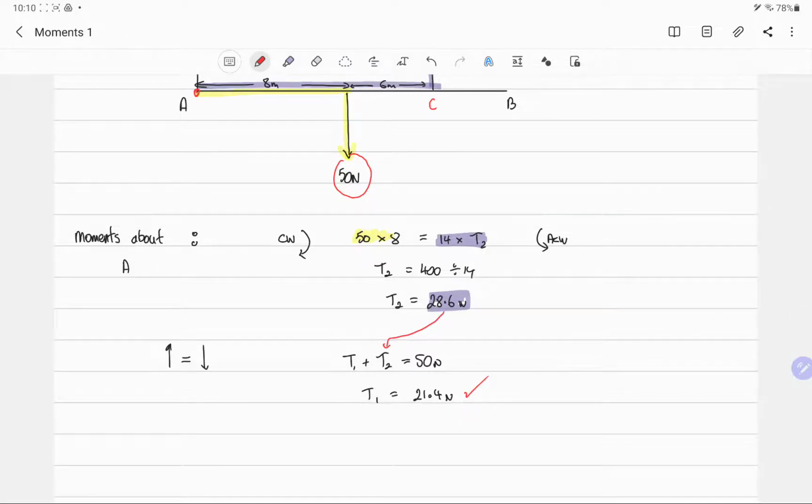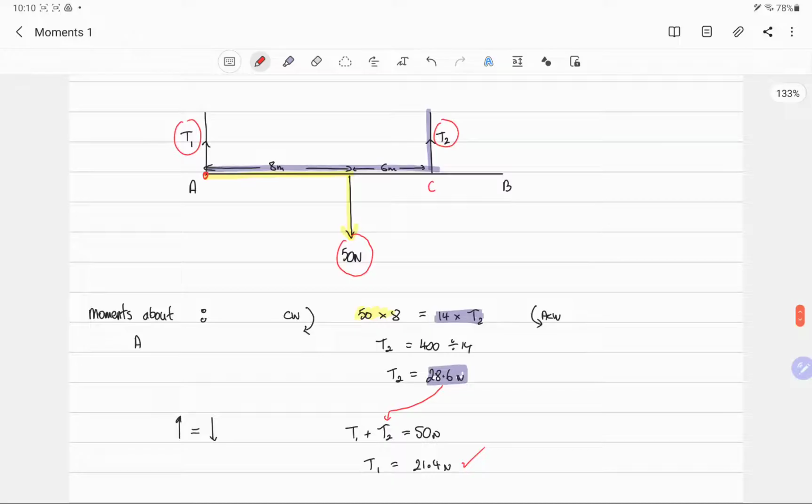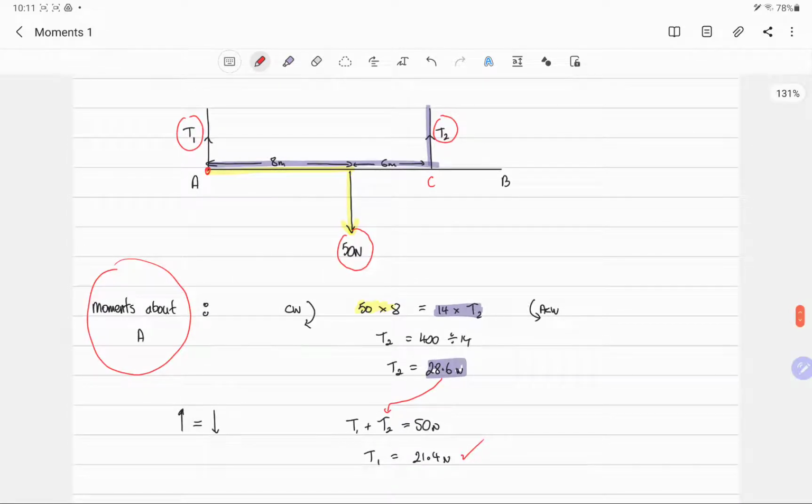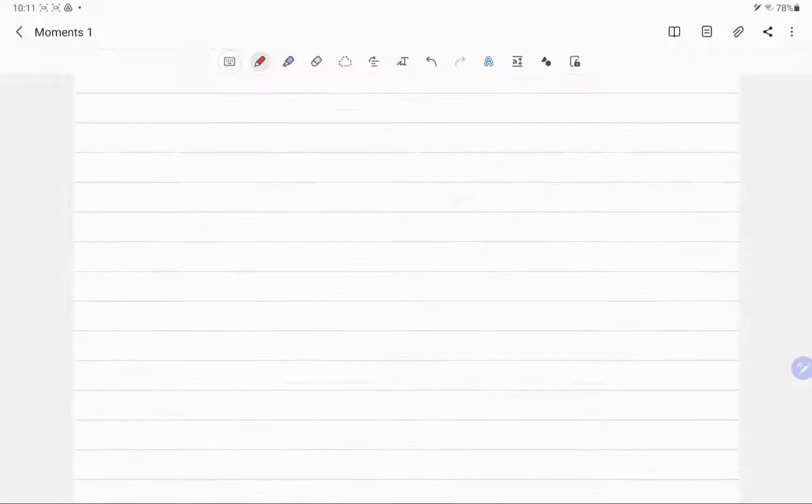And that's the only difference from the previous exercise, just that we're dealing with tensions. You still pick a moment about either A or C, and then you'll equate your vertical forces. So have a go at the first two exercises of the Moments chapter and see how you get on.